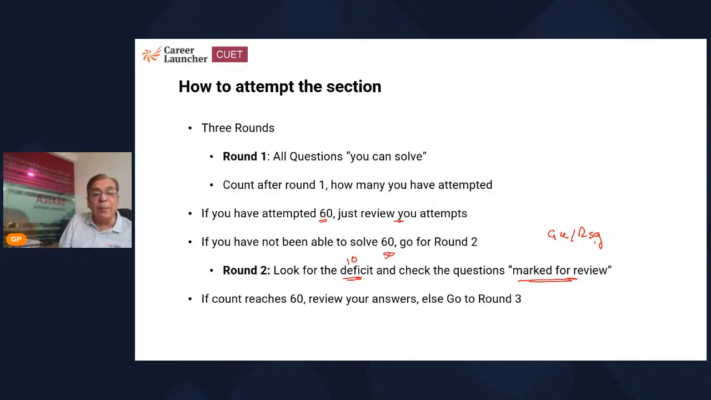So to my mind round 3 is not going to happen because of paucity of time, not for any other reason. You will not have time to do anything more, so for you there is round 1 and round 2. What you need to remember is that you have to get the paper done.